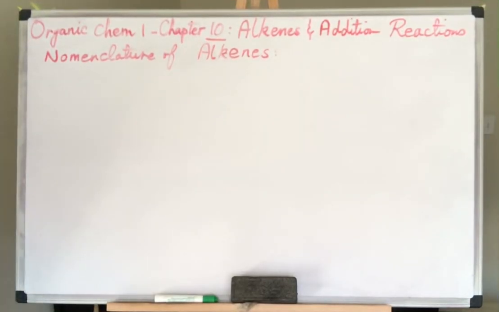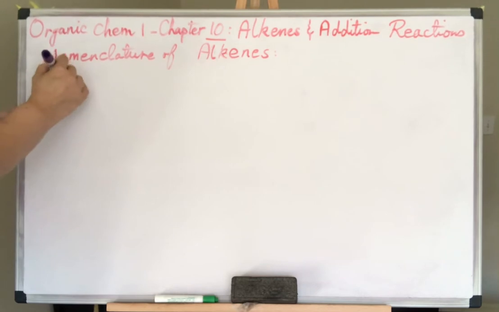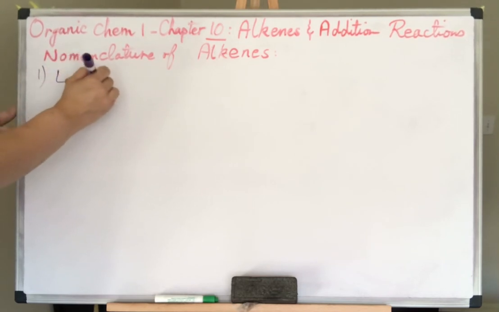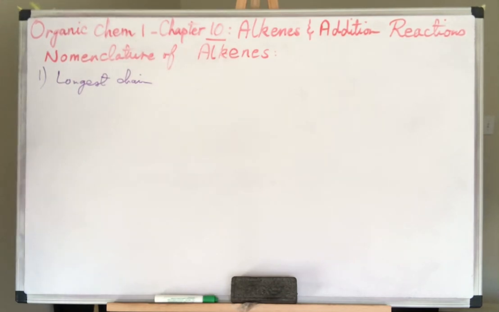Let's learn how to name alkenes. Alkenes contain a chain of carbon and hydrogens, and they include a double bond. So the first rule is to find the longest chain, and again, just like what we said about alkanes, the longest chain is not necessarily straight. Sometimes you need to turn the corners to find the longest chain.